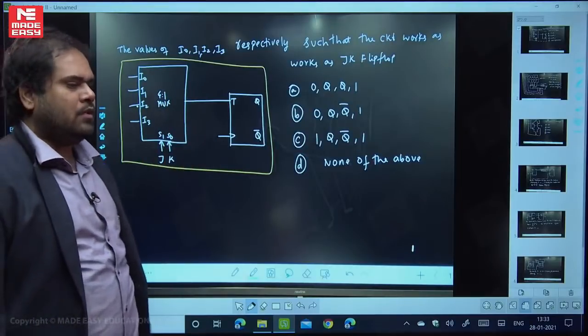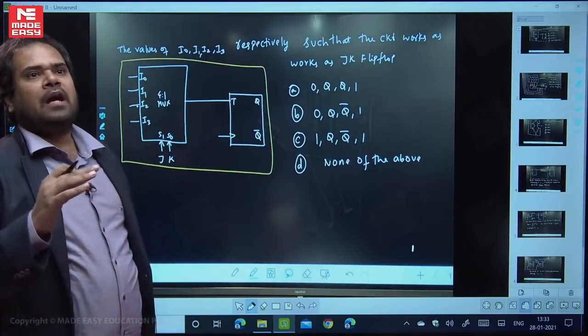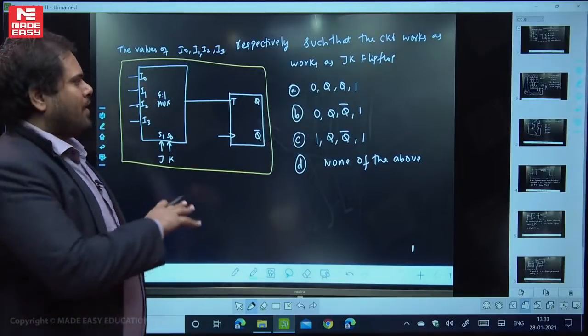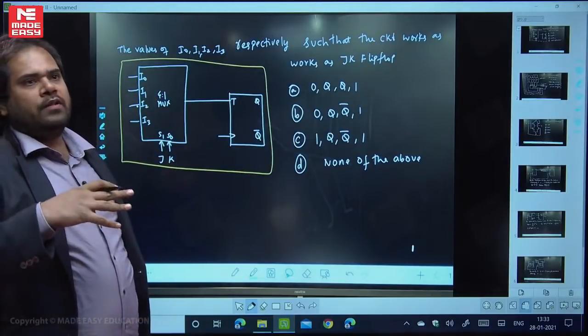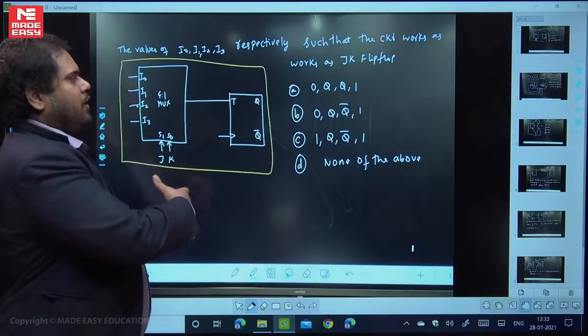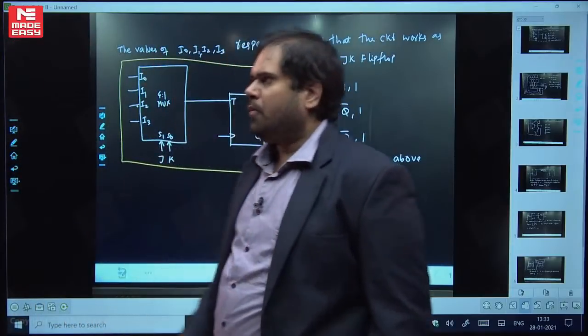If you remember, this question basically comes under the category of flip-flop conversion. You might have read it, flip-flop conversions. So this question is a hybrid combination of two questions, a multiplexer question and a flip-flop conversion question. So now let's understand what the flip-flop conversion is.